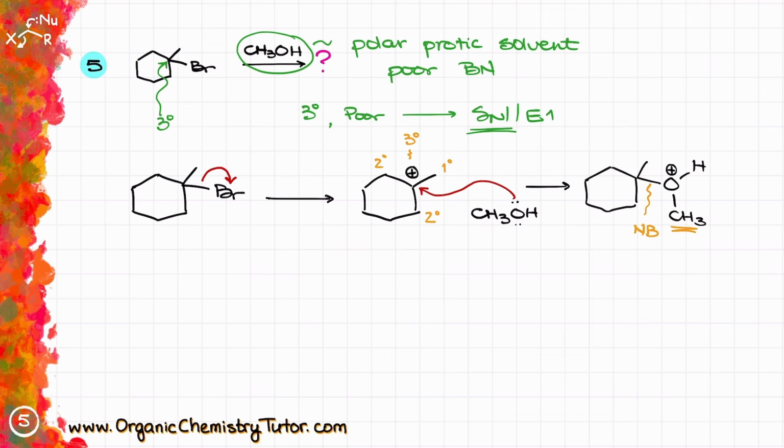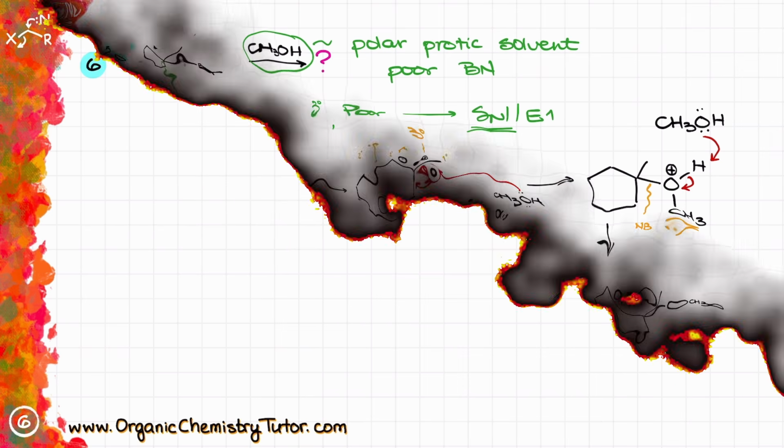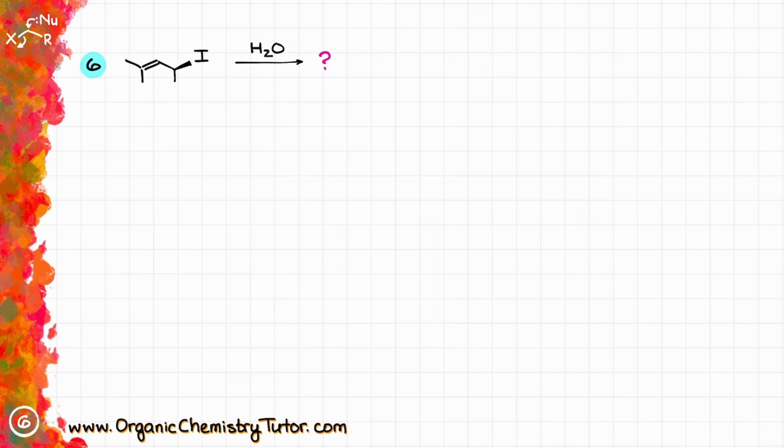So in this case, I'm going to use another equivalent of my methanol, so another equivalent of CH3OH, that's going to come in and pull that extra proton off, giving me my neutral final product, which is going to look like that.